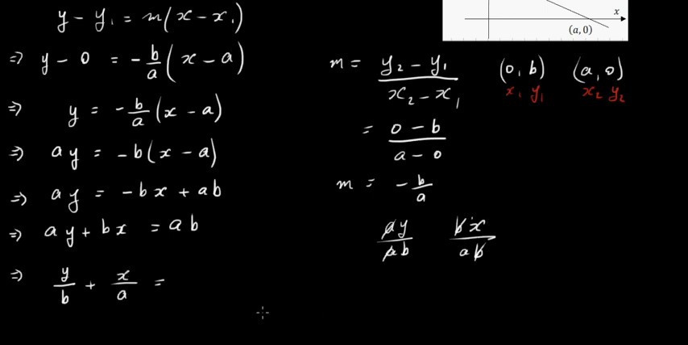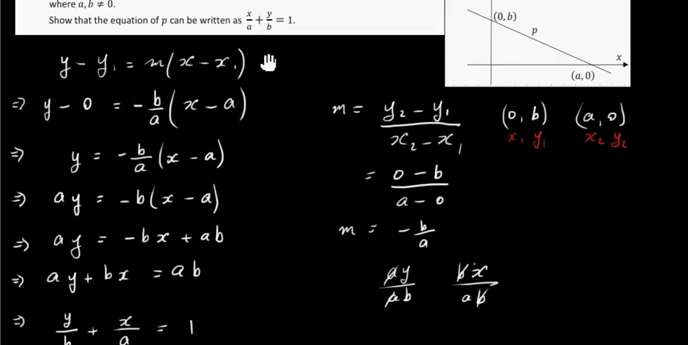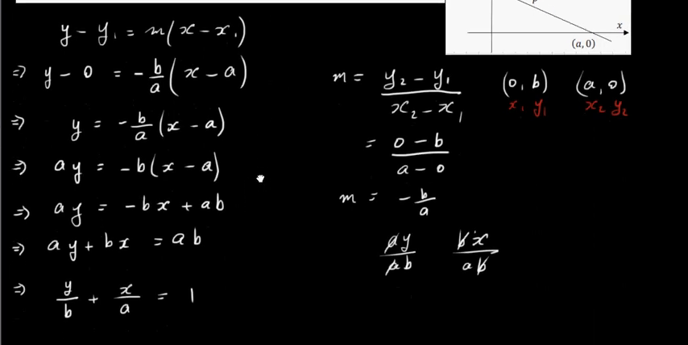And divide the right hand side by ab, and I'll just end up with 1. And that's exactly what we needed to show then. This was the equation of the straight line here, and we just manipulated until we got where we wanted to end up: x over a plus y over b is equal to 1.